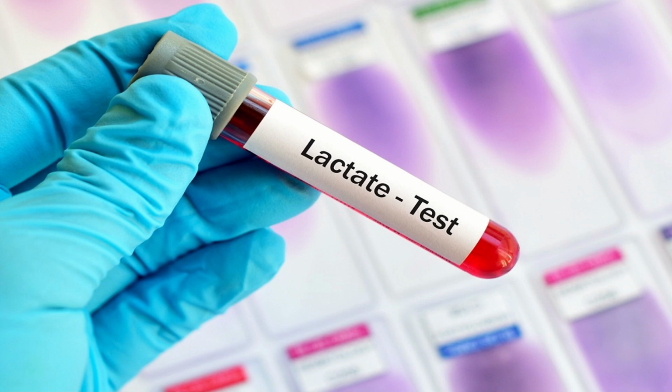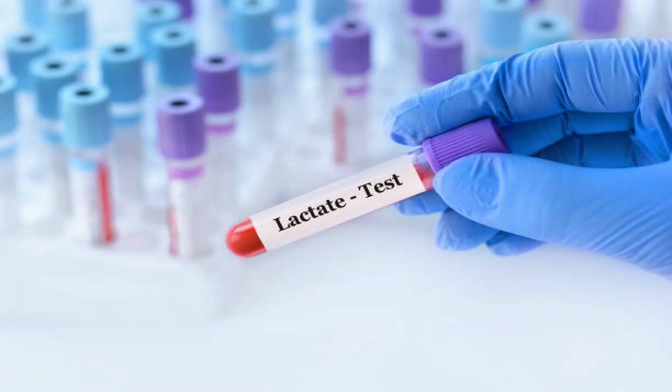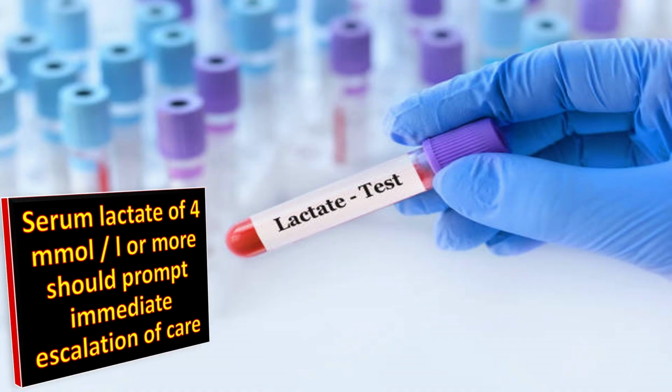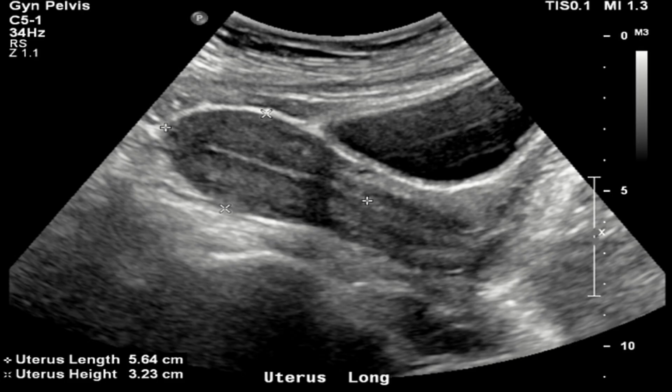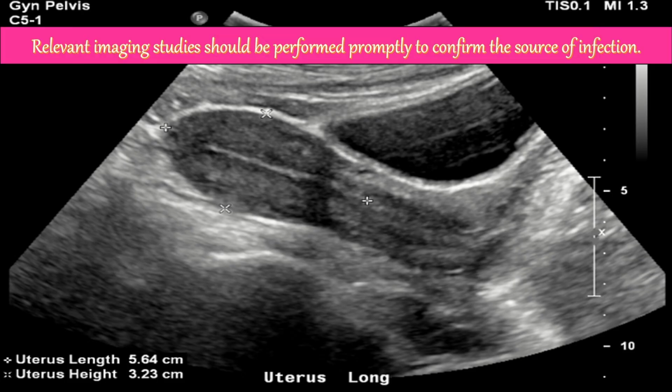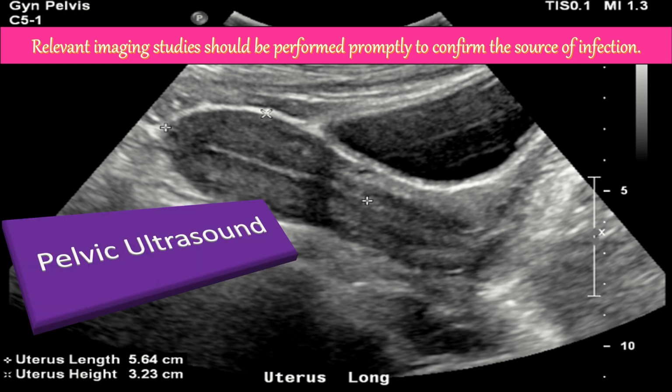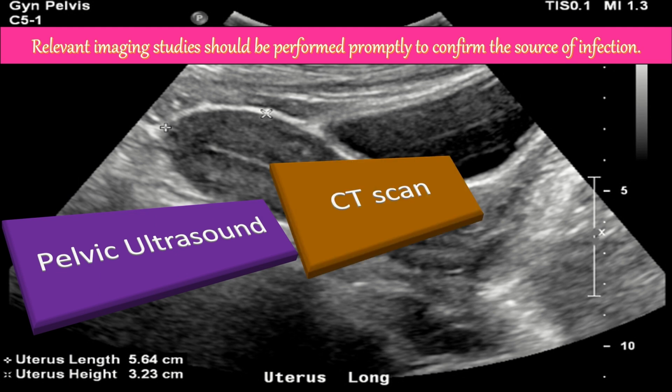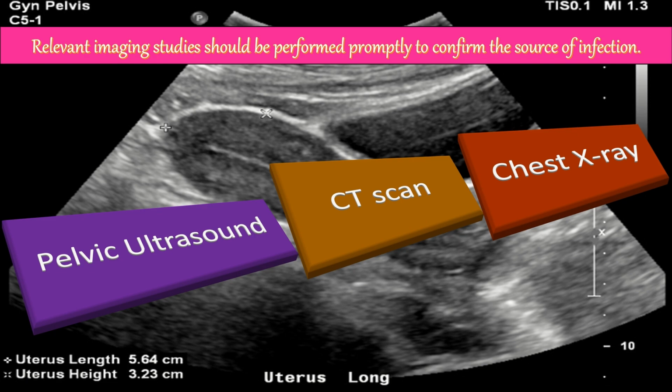Blood cultures are in fact the key investigations, and serum lactate should be measured urgently in women with the features making them at high risk of sepsis. Serum lactate of 4 millimole per liter or more should prompt immediate escalation of the care, including consideration of discussion with a critical care team. Any relevant imaging studies should be performed promptly to confirm the source of infection, and these may include a pelvic ultrasound scan or computerized tomography scan if pelvic abscess is suspected, or chest x-ray for the possible chest pathology.